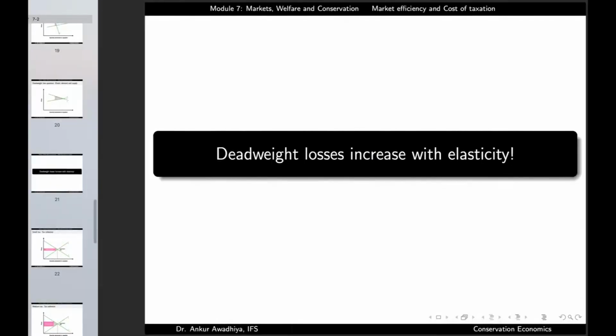So this is a result that we are observing, that if the quantum of the taxation, or the size of the tax, is kept the same, but the elasticity of the demand and supply curves is changed, then we can observe that the deadweight losses will increase when demand and supply curves become more elastic. So this is the result that the deadweight losses increase with elasticity.